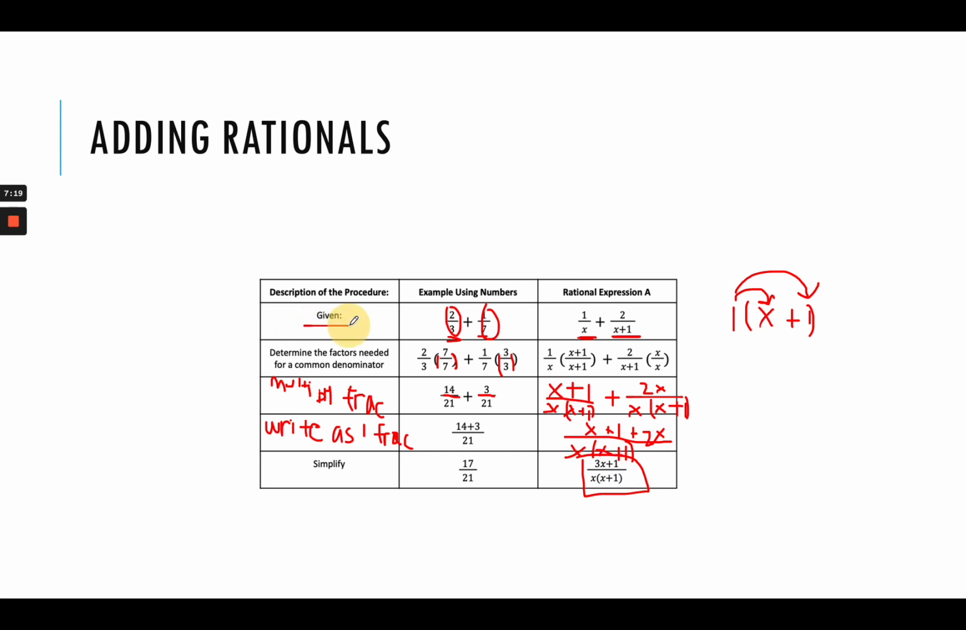So, we're given a problem. We find a common denominator. We multiply the fractions. Write it as one fraction, and then simplify. Let's do another example.